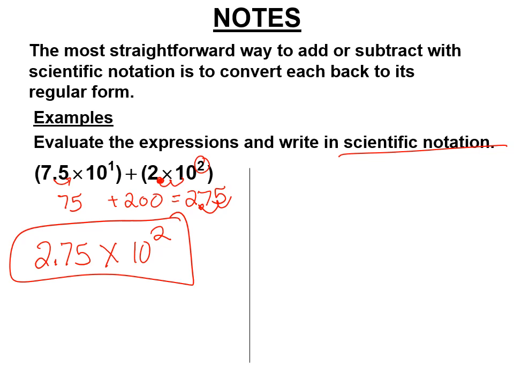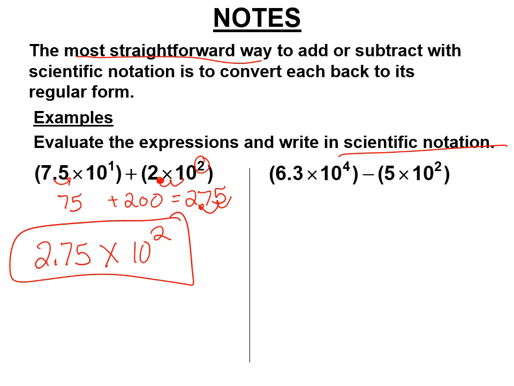Now, that is the most straightforward way to do this, and that's the way we're going to do it. You're going to notice as you do a bunch of these, there are shortcuts possible. I've tried to use the shortcuts, and too many mistakes have happened. All right, I'm going to require you to change them to regular numbers and add them that way. When we do multiplying and dividing, we will do shortcuts, but not for adding or subtracting.